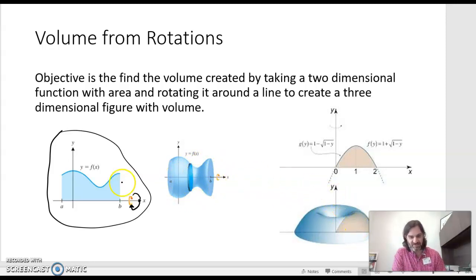So I have two examples here. The one over here in the second graph, I think, is rotated around the y-axis and makes this kind of upside down bowl looking shape. I don't know what you would call the other one, but they're rotated around different axes. So that's the idea: take some figure, rotate it to create a space.